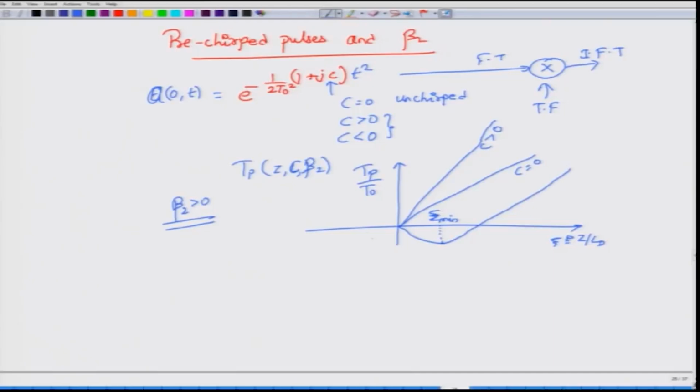What it means is that if you had a pulse which had a certain width here in proportion to T0, the pulse width here is actually smaller. This T0 prime which I have written is smaller, and the pulse amplitude also would have increased, because in a lossless system the product of the pulse width and the pulse height has to be constant, so that the total energy is always conserved. So, as the pulse broadens, the amplitude drops, but as the pulse compresses, the amplitude increases.